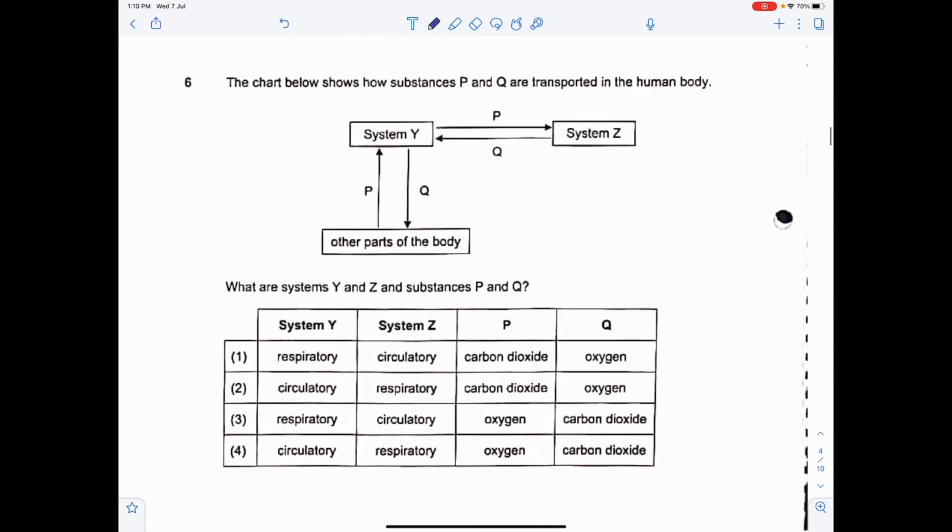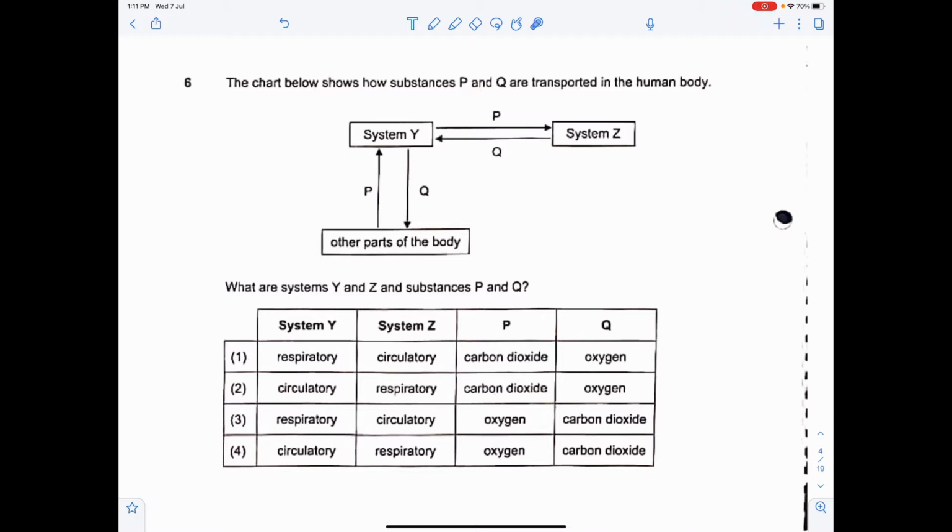Next. Okay, this is a very common question. Now, the chart below shows how substance P and Q are transported in the human body. Now, what are some common substances that you've learned? Straight off the top, you should be able to list them out mentally. Okay, things that you have learned before are gases. The 2 primary gases that we're concerned with is always oxygen and carbon dioxide.